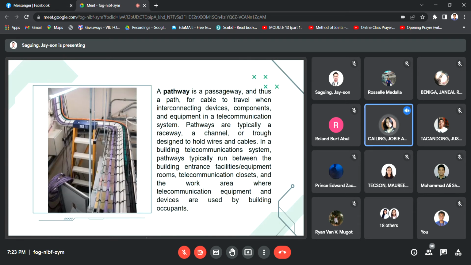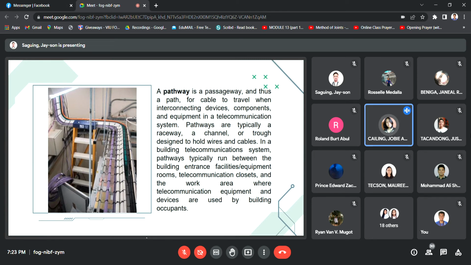So a pathway is a passageway and thus a path for a cable to travel when interconnecting devices, components, and equipment in a telecommunication system. Pathways are typically a raceway, a channel, or a trough designed to hold wires and cables. In a building telecommunication system, pathways typically run between the building entrance facilities, equipment rooms, telecommunication closets, and the work area where telecommunication equipment and devices are used by building occupants.